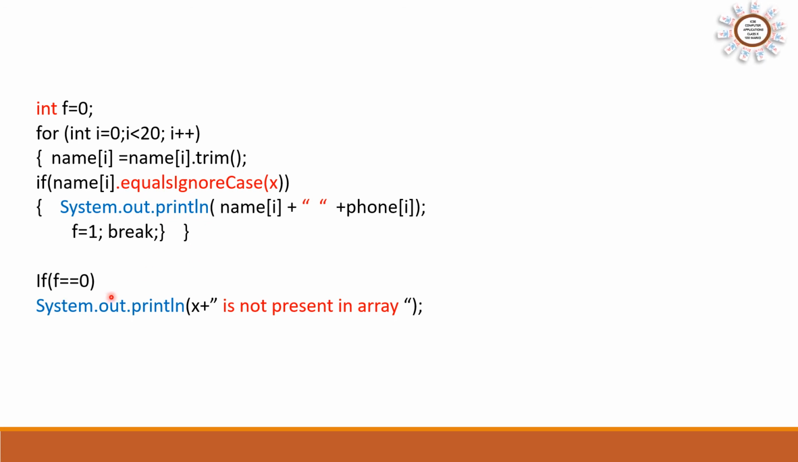And here, if f is 0 in the end, if f is remaining 0, that means we didn't get the name in the array, so we can give the message System.out.println x is not present in the array. So like this we can check the names and print the phone number if the name is present. Otherwise we can print the proper message, the name is not present in the array. So we are stopping here now.